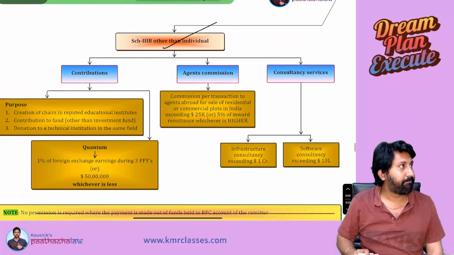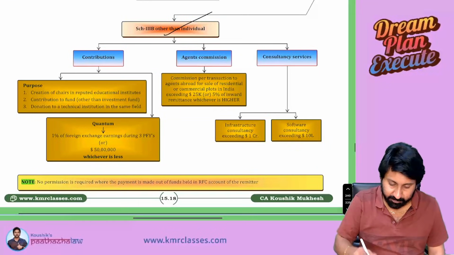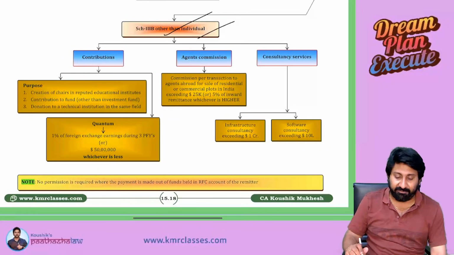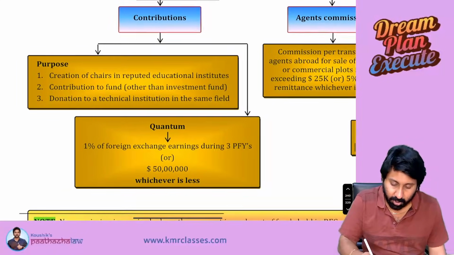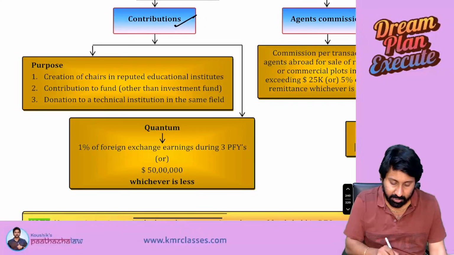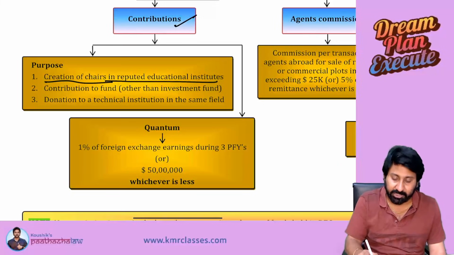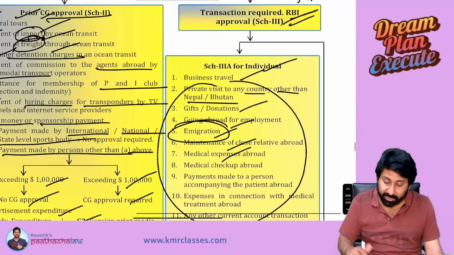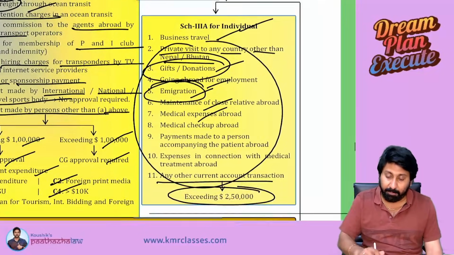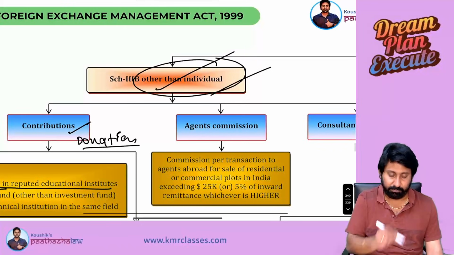Okay. Next, let me come back to the same story, in the case of other than individual. For example, contributions I made, such as creation of chairs in a reputed institute. I am making a contribution, simply put, I am making a donation. An individual making a donation comes under this category. But we are seeing other than individual.